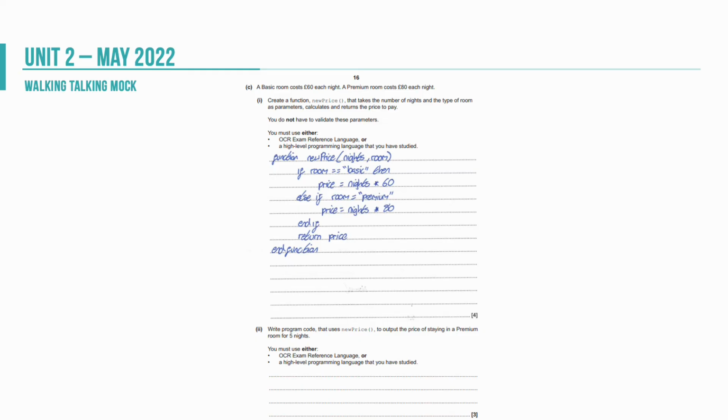We're then checking if the room is basic, and we're working out the price. Price equals nights times 60. It tells us that it's £60 a night. That's our next mark. Else if room equals premium, and then we're working out the price of nights times 80.